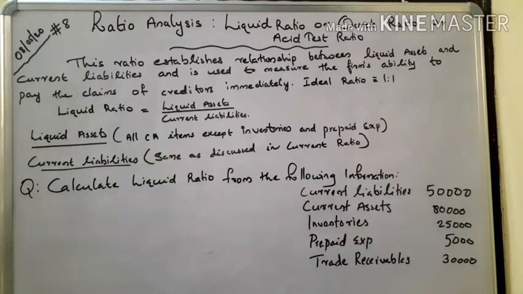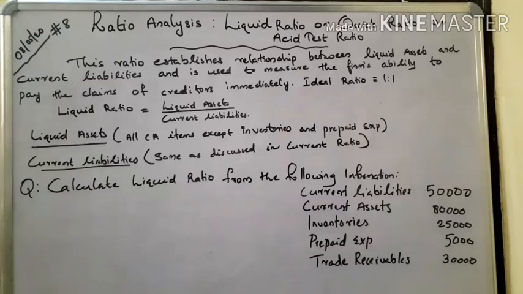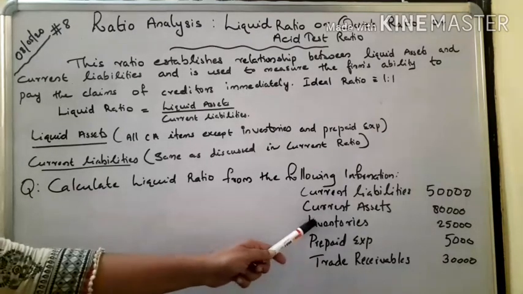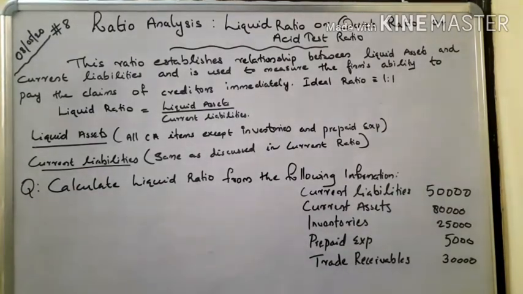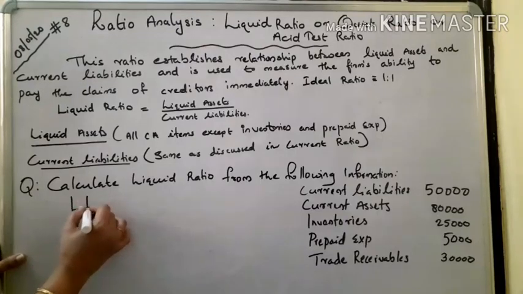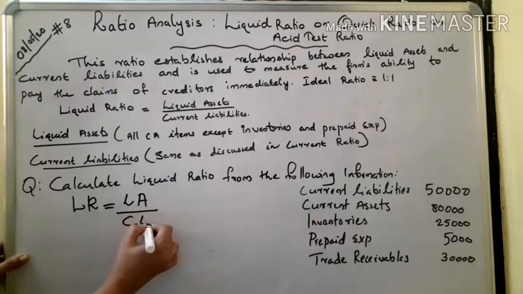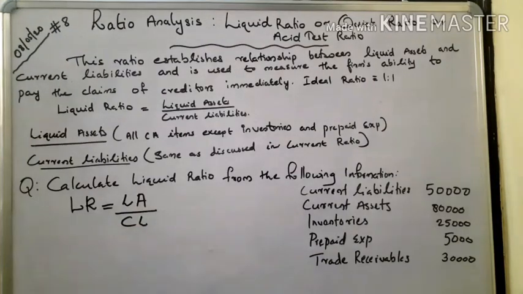With one example, I will show you how to calculate liquid ratio. In this question, calculate liquid ratio from the following information. Current liabilities, 50,000. Current assets, 80,000. Inventories, 25,000. Prepaid expenses, 5,000. Trade receivables, 30,000. Then how can we calculate liquid ratio? The liquid ratio equation is liquid assets divided by current liabilities.